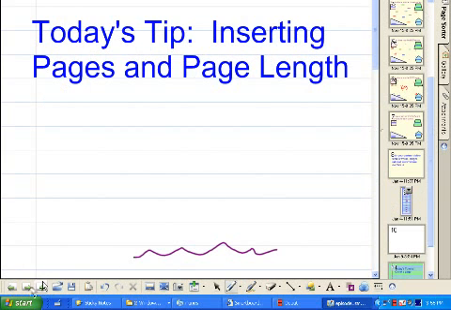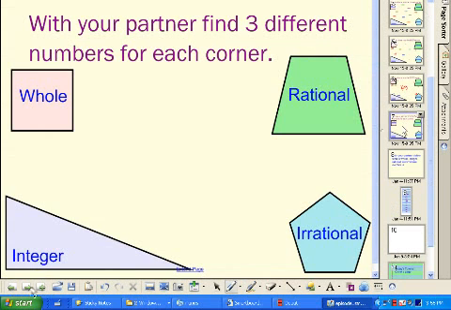Now, Dave, I noticed with the template that you had earlier, when you were looking at this one here, as far as, with your partner, find 3 different numbers for each corner. If I want to continue this process and students come up and write their examples down, well, then I need that to be erased, right? To be able to use it again? Well, you know what? We could erase it, and that'd be time in front of the students that is wasted.